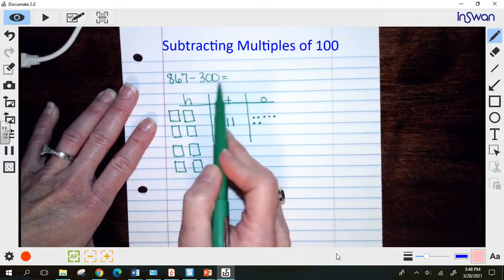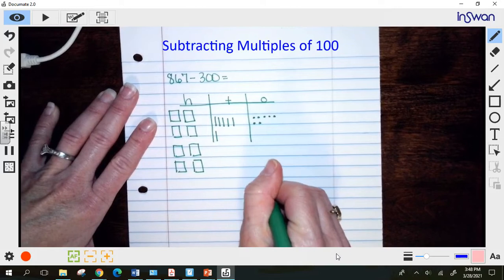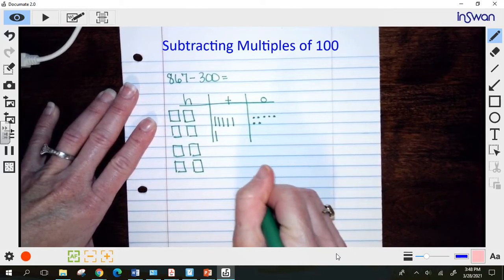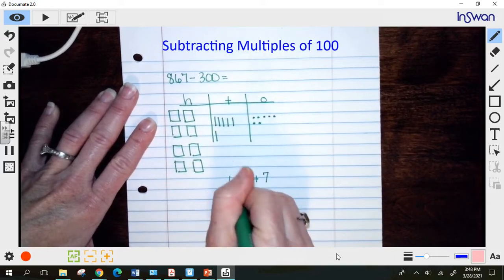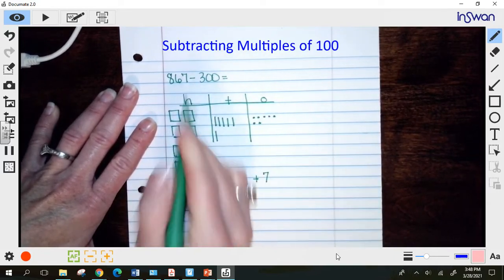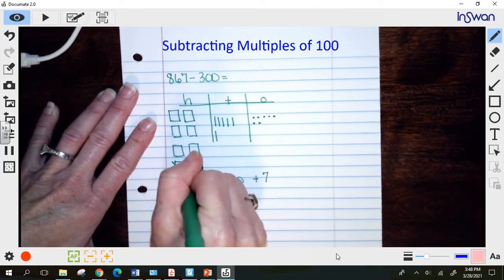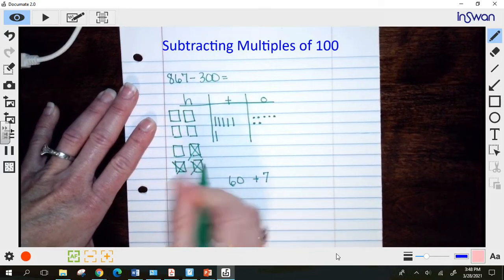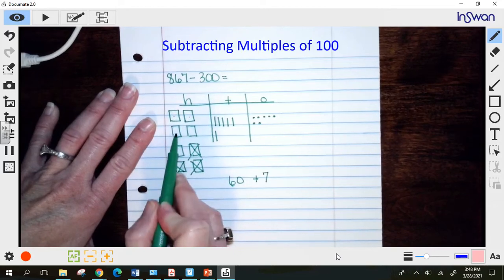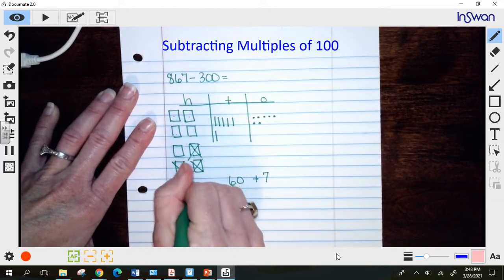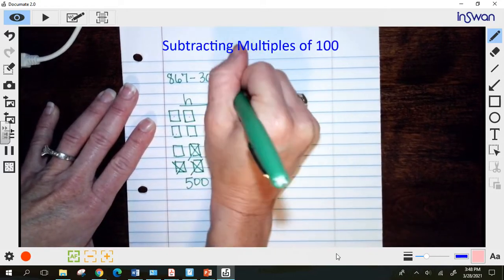So what I notice here, there is nothing to take away from the ones. This stays the same. I don't change anything. It's going to stay as the number 7. I also notice 0 is being taken away from the tens. That stays the same, so I'll still have 60. Now I'm taking 3 hundreds away. So let's mark those out. 1, 2, 3. 100, 200, 300. So I'm left with 100, 200, 300, 400, 500. So I have 500 plus 60 plus 7.